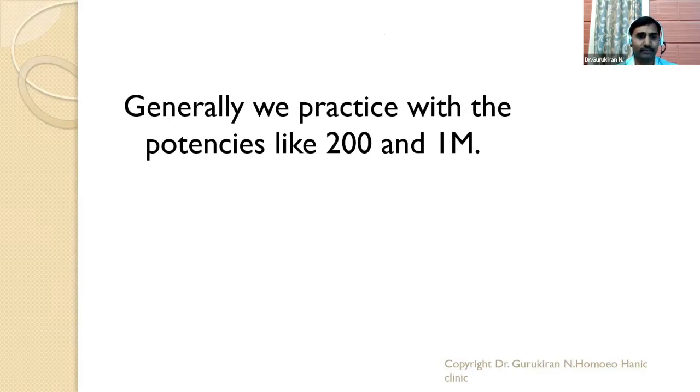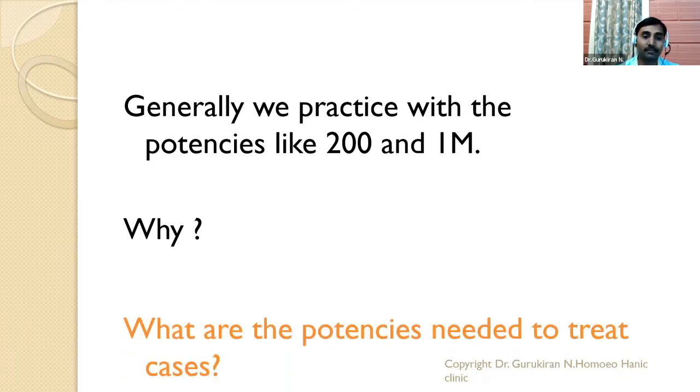Generally, we all practice with potencies like 200 and 1M. Why? Why not? We have a lot of potencies, and friends, we know that homeopathy is a unique system in the world which has the capability to adjust the potency up to material doses, up to functional doses like 50 mcm. Homeopathy is the only system in the world with that capability. It is an advantage and a plus point of the homeopathic system.